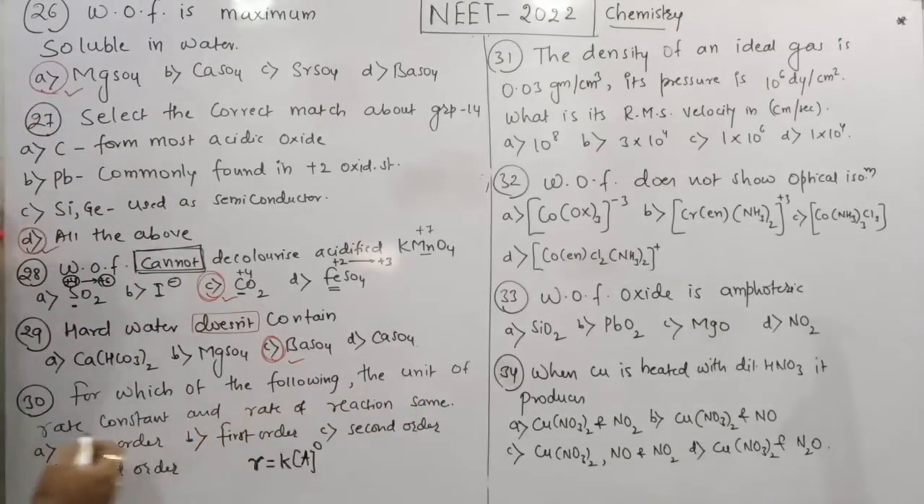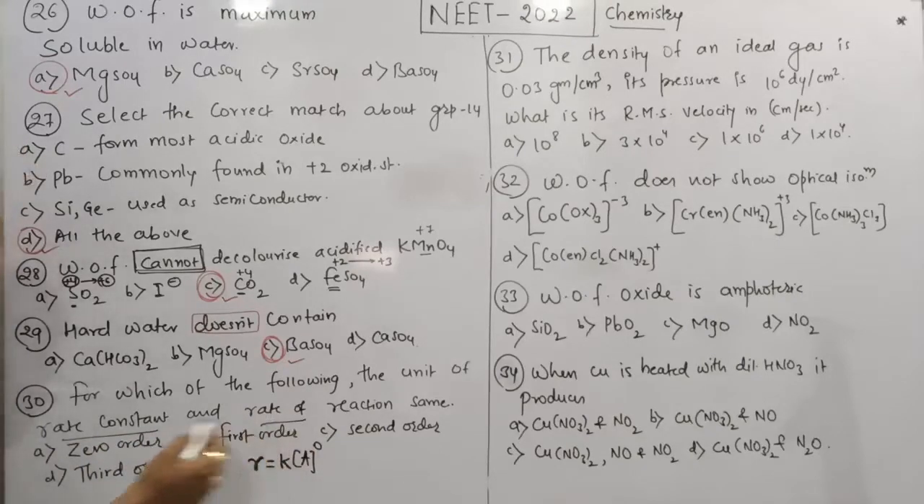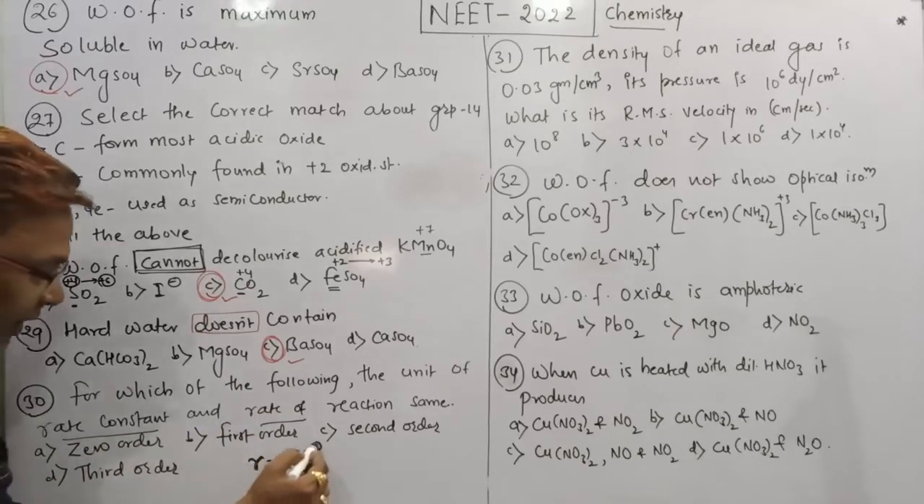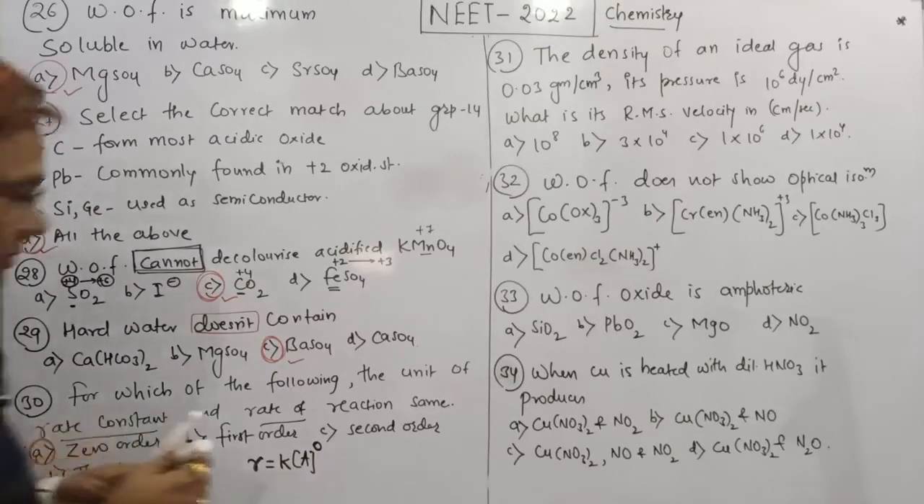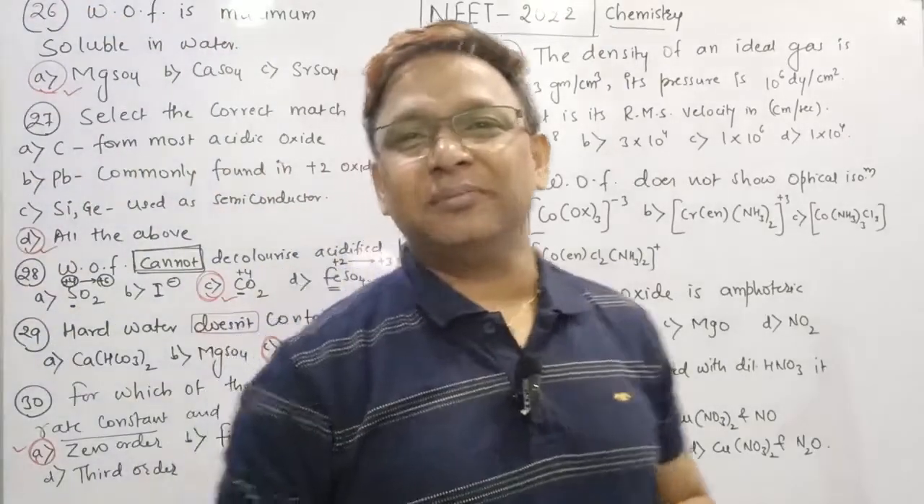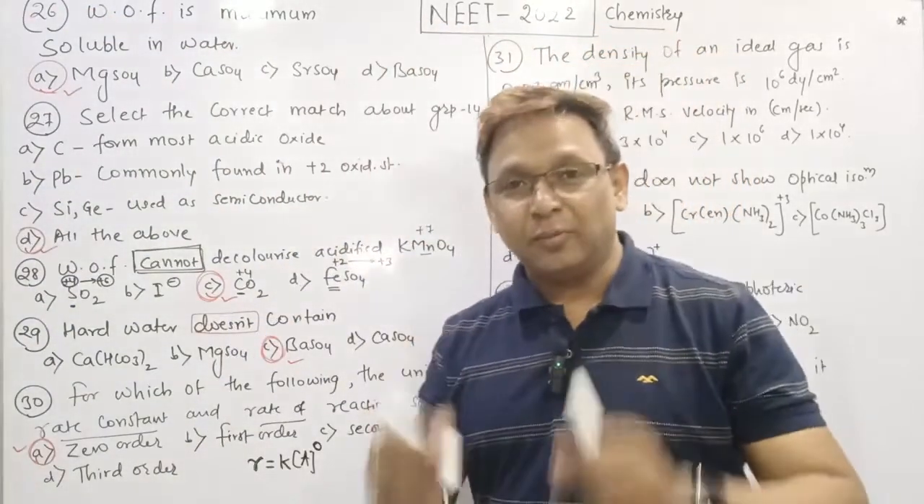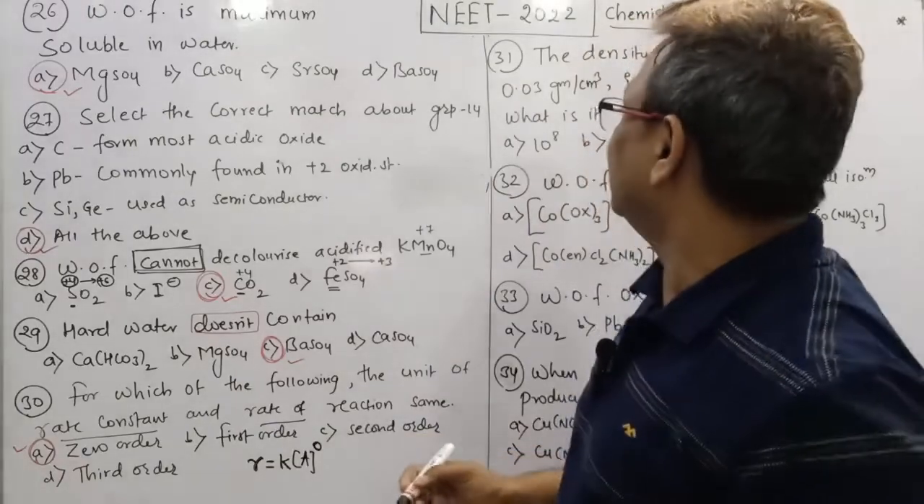So the unit of the rate constant, that is K, and the rate of reaction, that is R, are both equal only when the reaction is of zero order. So our answer should be A, zero order reaction. It is a very simple question, but I feel it is a most important question.